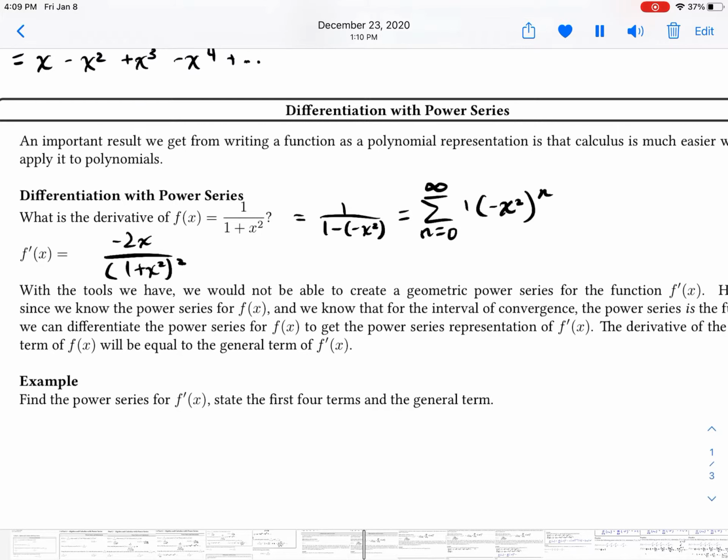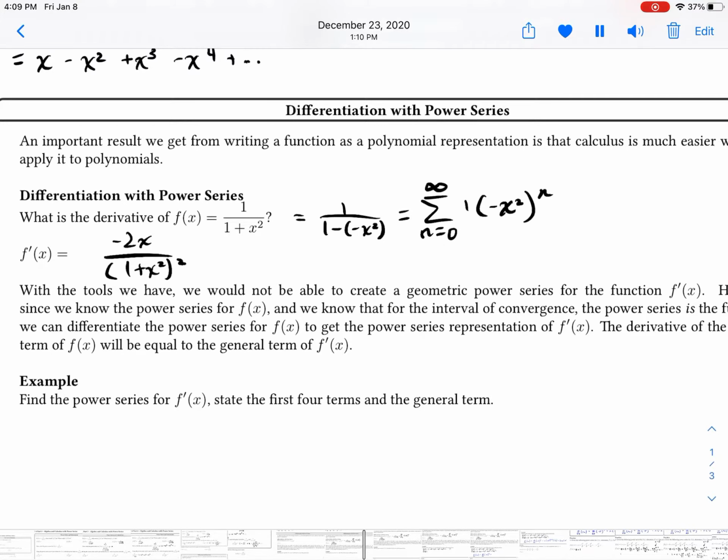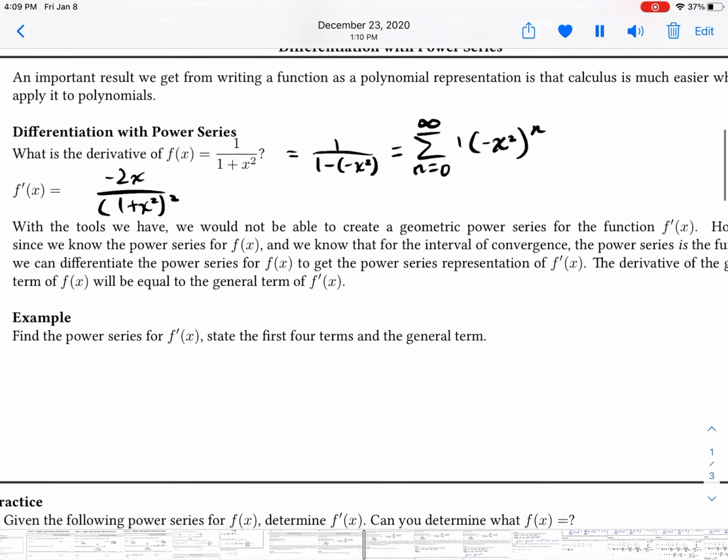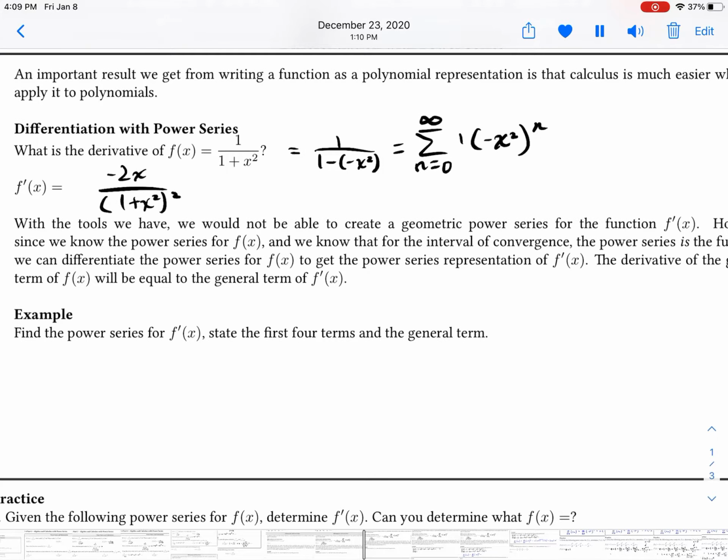Because right now, there's really no way for us to rewrite this denominator so it's just simply 1 minus our common ratio r. However, since we know the power series for our original function f of x, and we know that for the interval of convergence this power series is the function, we can then differentiate the power series for f of x to get the power series for f prime of x, which I think is super cool. So the derivative of the general term of f of x will be equal to the general form of f prime of x.